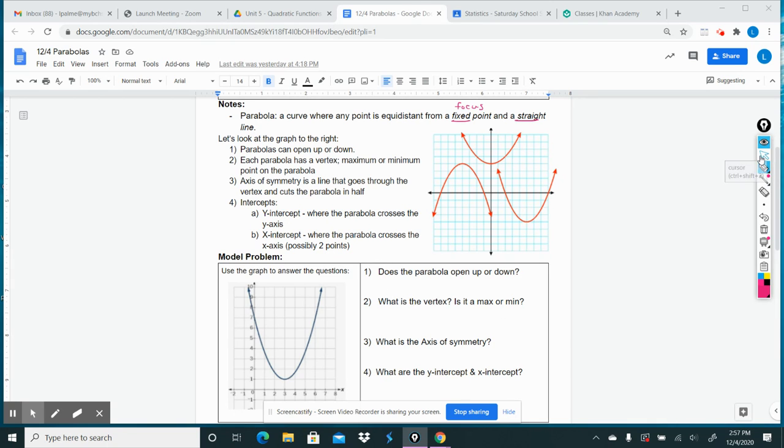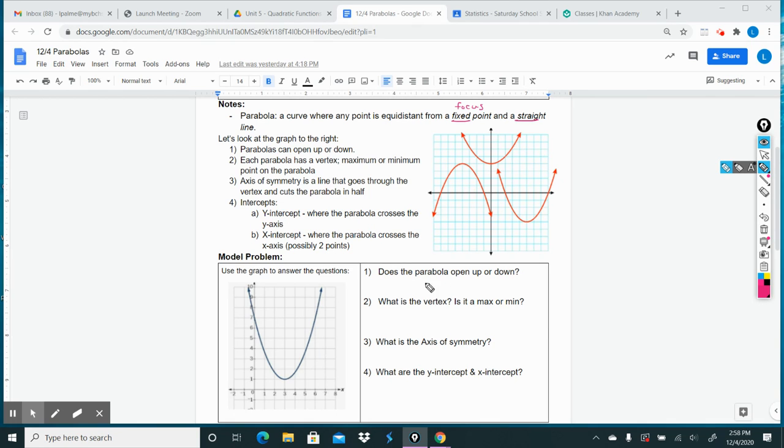I'm going to go over the model problem while I go through the points of understanding what a parabola is. Okay. Let's look at the graph to the right. I'm not going to go over these other graphs per se due to time. So I'm going to go over the model problem and understand what each component is here and explain it a little bit more if I need to with these parabolas.